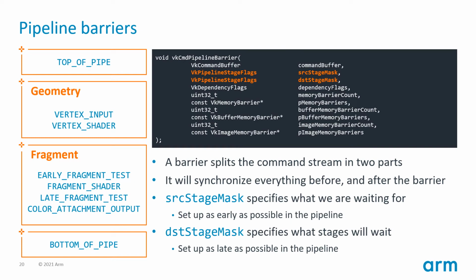Barriers split the command stream in two parts. We will then specify at which destination stage in the graphics pipeline should the new commands wait, until all commands before the barrier have reached a certain source stage. The key here is to try and set up the source stage as early as possible in the pipeline, and the destination stage as late as possible. This will unblock as many stages as possible and improve performance. Hopefully this will become clearer with an example.